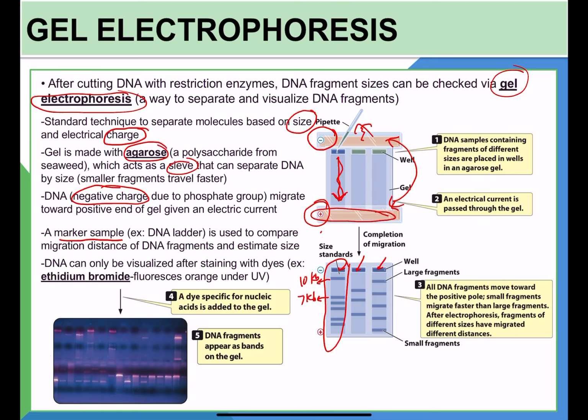So whichever DNA has migrated, maybe right about this one, it's kind of close to the 7 kb. So one might estimate it to be a 6 kb fragment, and this would be close to the 10 kb fragment. So maybe this is a 9 kb fragment. There's actually a systematic way and a computerized program where we can measure the distance from the band to the top of the well, measure it exactly, and then do a mathematical comparison with the distance that's traveled by your standard size ladder, and calculate to estimate the size of this DNA fragment in the gel.